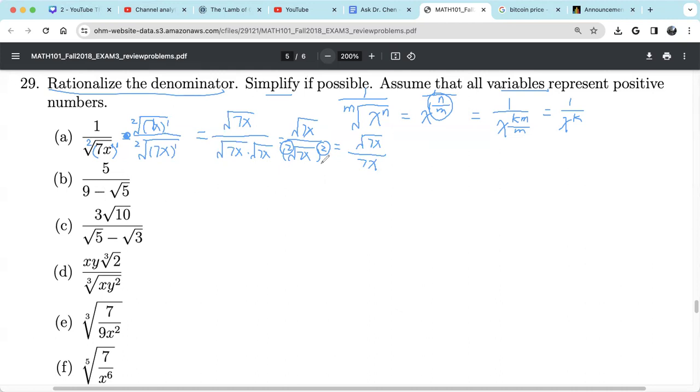That works for the single term in the denominator. It doesn't work for B and C, so we're going to go back to B and C. Let's go to D.